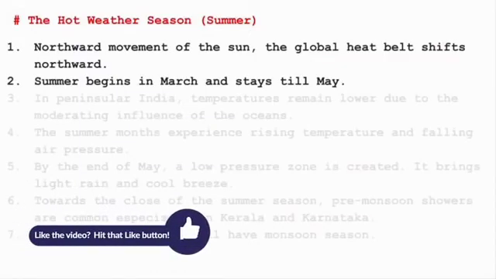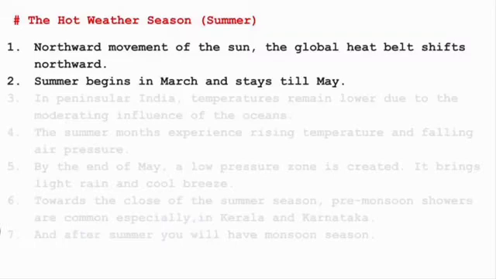Summer begins in March and stays till May. Now, if you look at the weather of the countries that are below the equator, countries like Brazil, South Africa, and Australia, they have just got over their summer season. There the summer season starts in November and lasts till February.